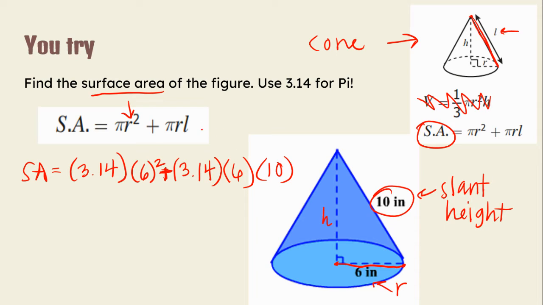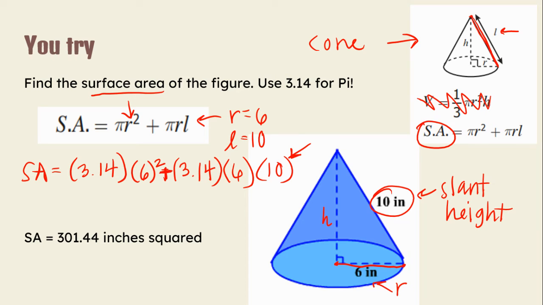Okay, we can plug this into our calculator either just like this, or you can plug in your formula and then tell your calculator that the radius is 6 and that the slant height is 10. And let's see what you get. 301.44 inches squared, or square inches.